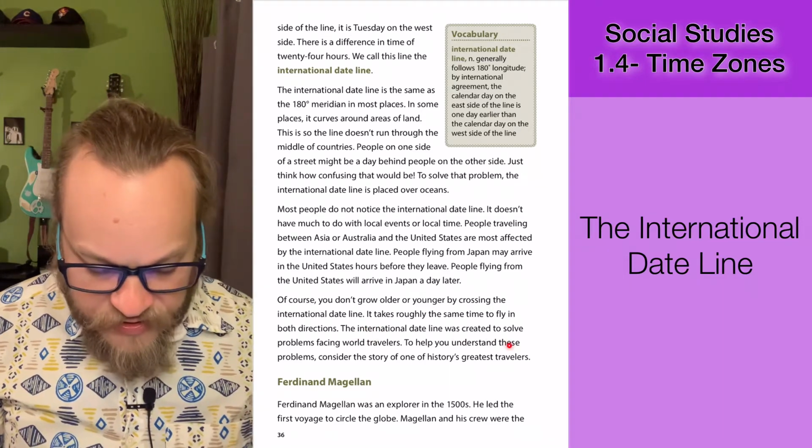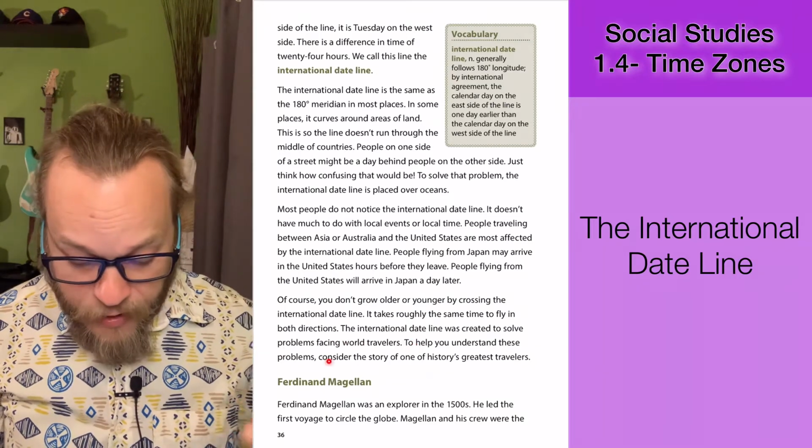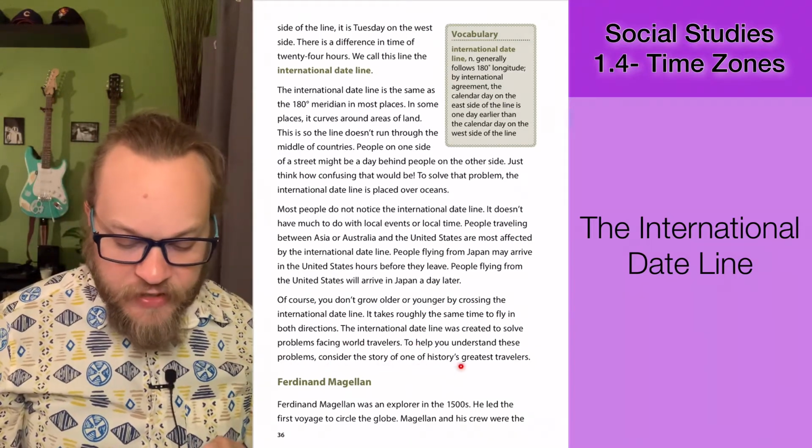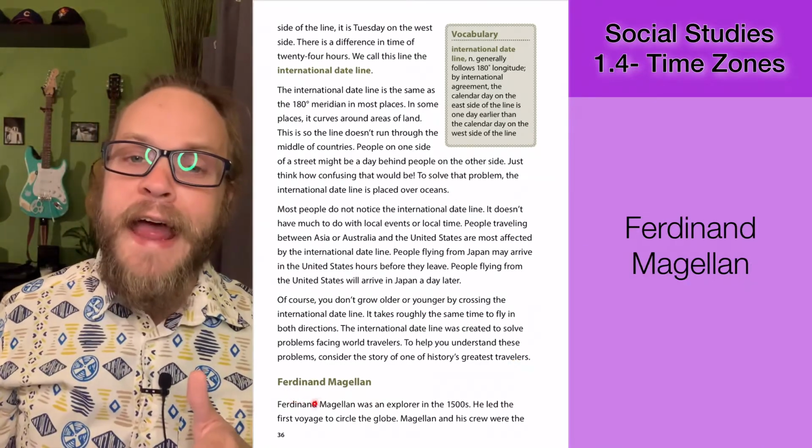The International Date Line was created to solve problems facing world travelers. To help you understand these problems, consider the story of one of history's greatest travelers, Ferdinand Magellan.